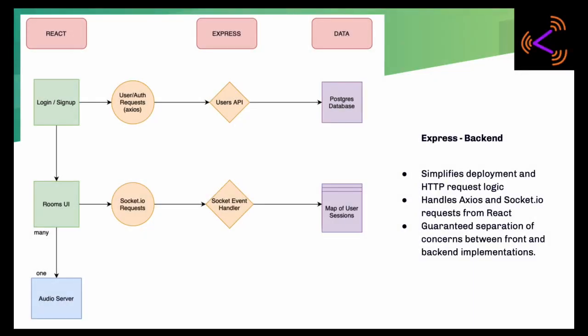So to build onto that, we used Express as our backend. Express is very often coupled with React. It's a very lightweight server, which simplifies deployment logic and HTTP request logic, which would be much more tedious had we not used the framework. It also routes Axios and socket.io requests coming from React. That's very convenient in that sense. And as an added benefit, it guarantees separation of concern between the front and back end implementations here.